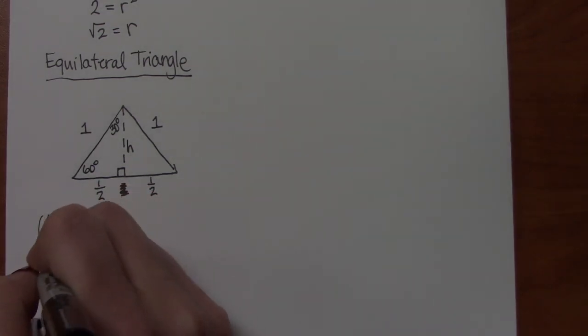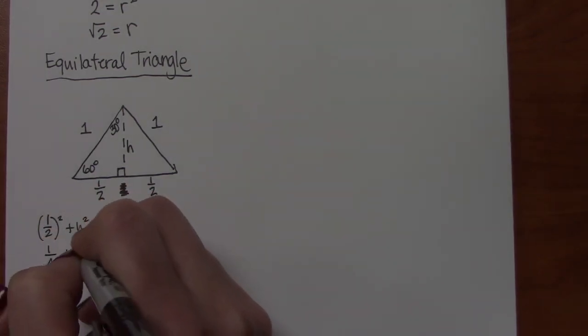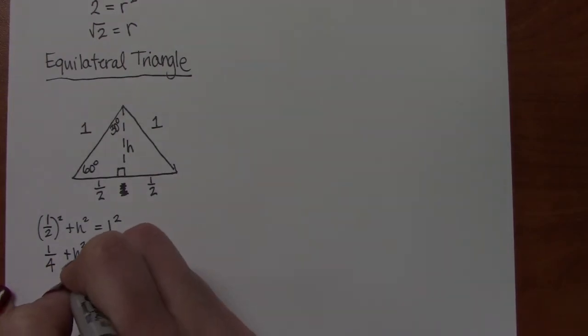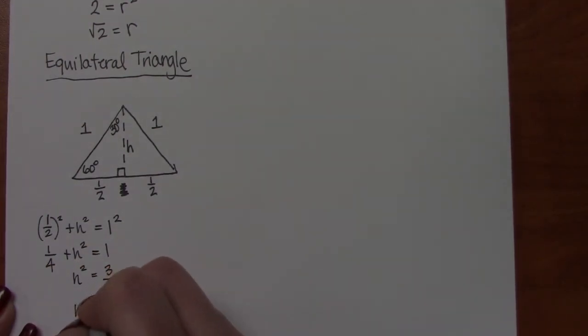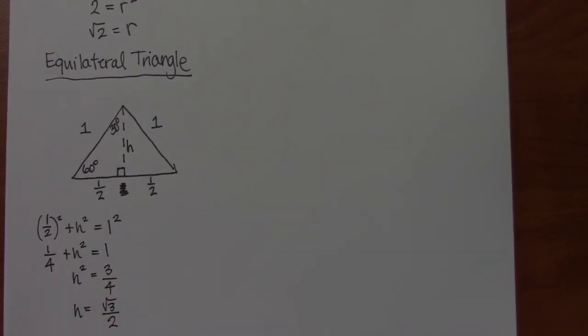So then 1/2 squared is 1/4. 1 squared is 1. 1 minus 1/4 is 3/4. So h is the square root of 3 over 2. And we're going to need all 3 sides to do sine and cosine.